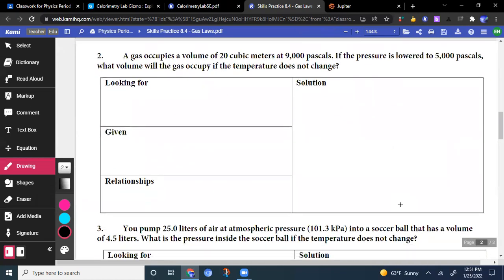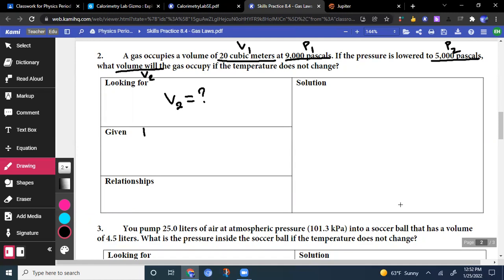Number 2. A gas occupies a volume of 20 cubic meters at 9,000 pascals. If the pressure is lowered to 5,000 pascals, what volume will the gas occupy if the temperature does not change? We are given volume 1. Pascals measures pressure, so that's pressure 1. The pressure is lowered to 5,000 pascals, that would be pressure 2. And you are looking for volume 2.